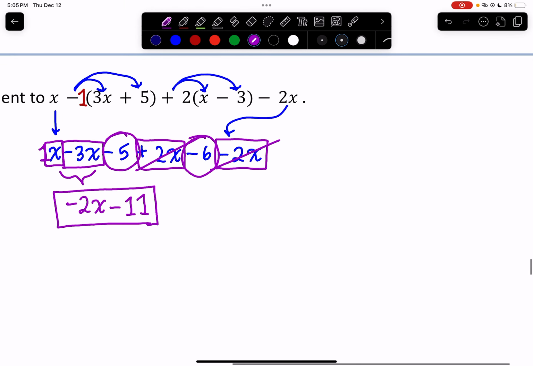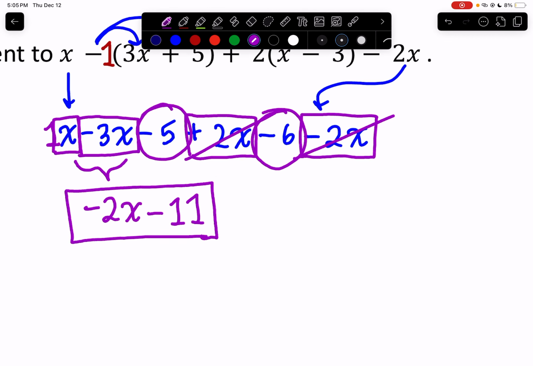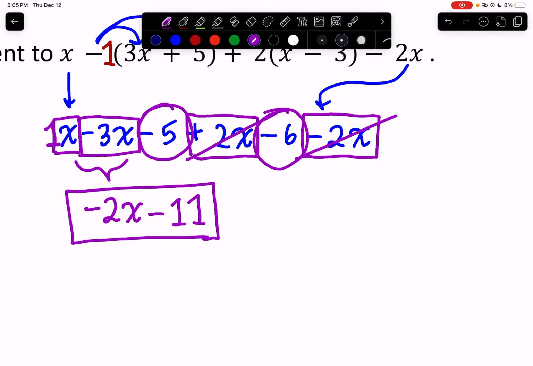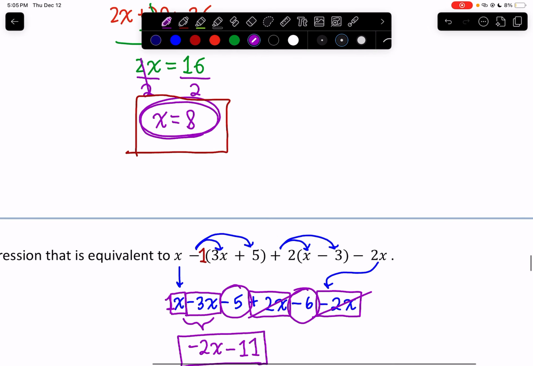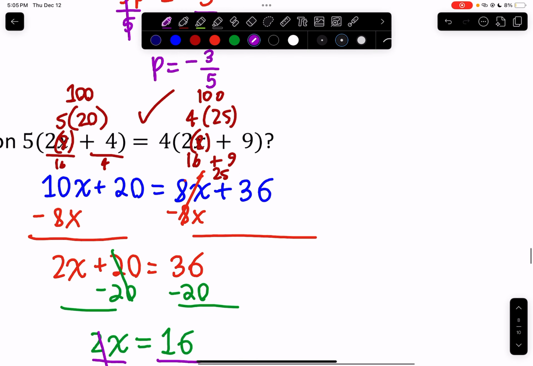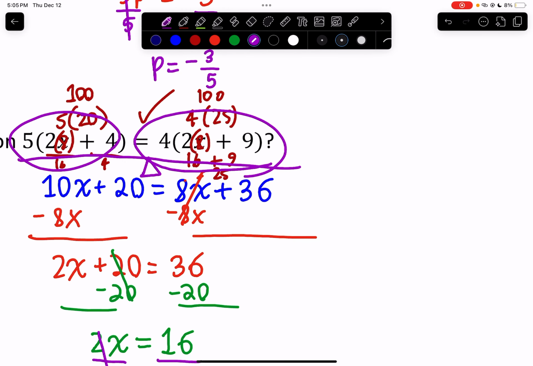Okay, there is also a way to check this. Now, when we're simplifying, there's no specific value of x that should make this true. I don't have an equal sign. I'm not balancing a scale. Like here, I'm balancing a scale because I know that this side over here has to weigh the same amount as this side over here.